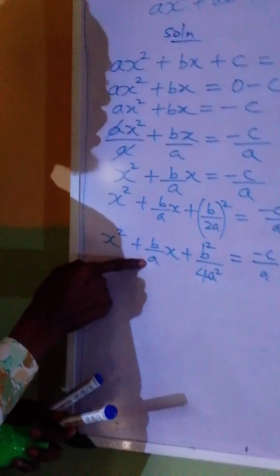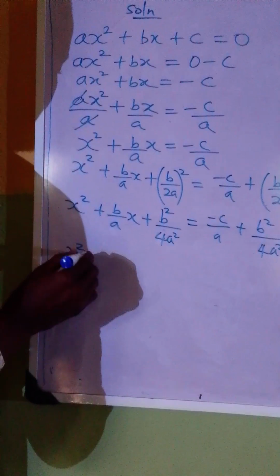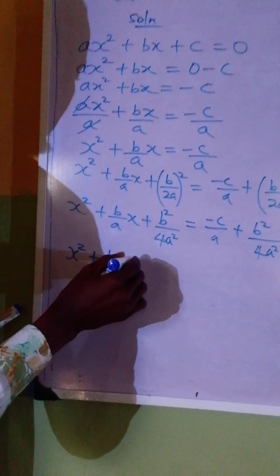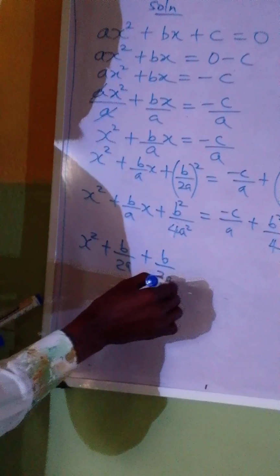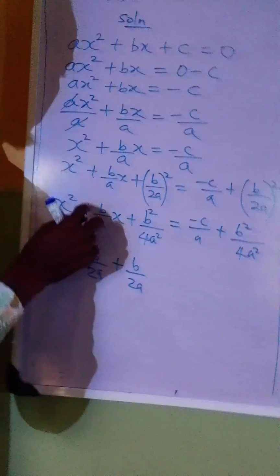And if you add b over 2a plus b over 2a, it's going to give you b over a, like I showed you a few minutes ago. So the two factors are b over 2a, b over 2a. I'm going to replace the second term by these two factors. So I'll have x squared plus b over 2a plus b over 2a. I've just used this b over 2a to replace this b over a.